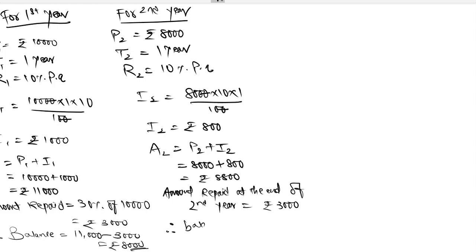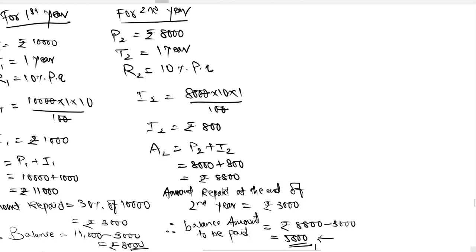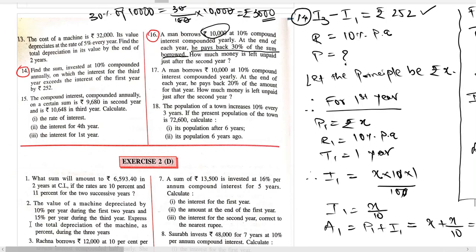Therefore, balance amount to be paid is equal to rupees 8,800 minus 3,000. That is rupees 5,800. Balance amount to be paid is rupees 5,800. So the balance to be paid, we have found rupees 5,800 just after the second year. Let's check if rupees 5,800 is correct or not. This is question number 16 2C.